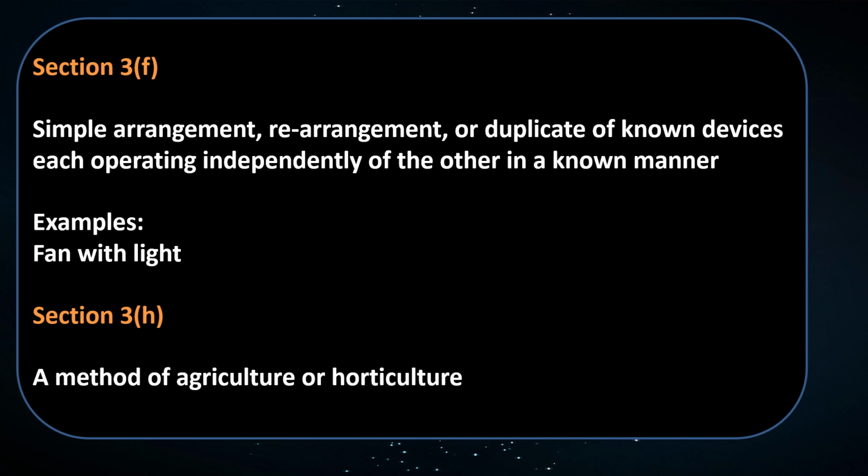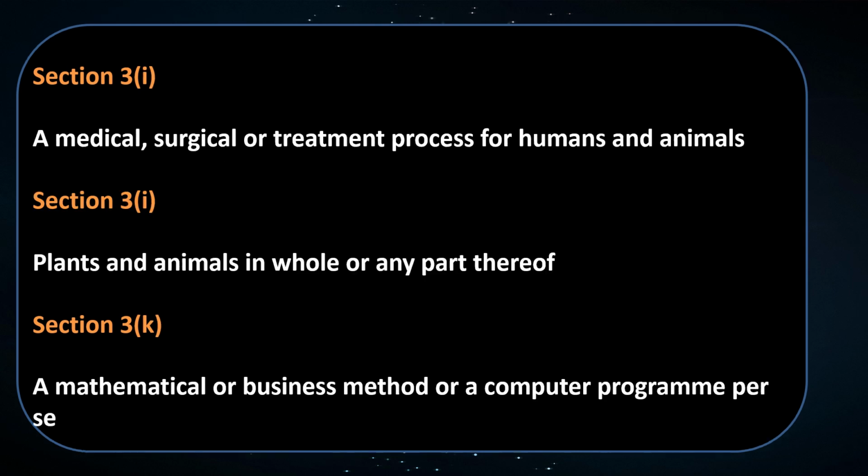Section 3H states that a method of agriculture or horticulture is not patentable. So if someone today invents or finds a new way of doing agriculture, and that produces maybe better crops, or a large amount of crops, still that method of agriculture will not be patentable.